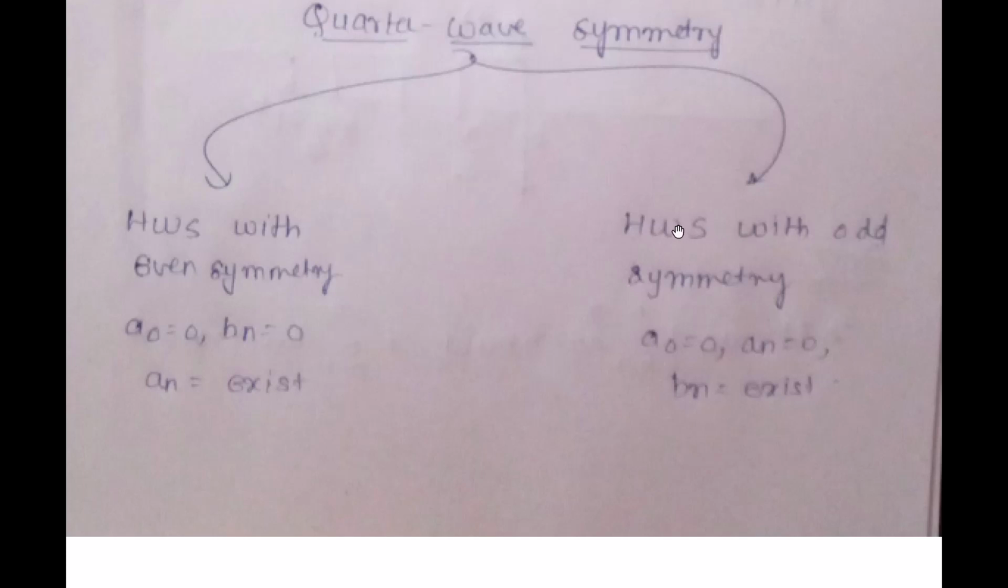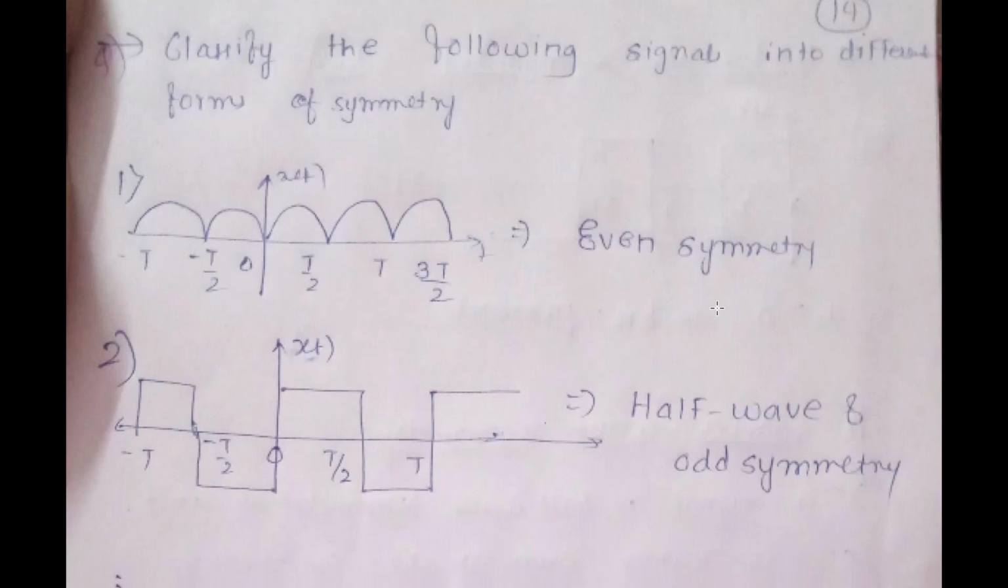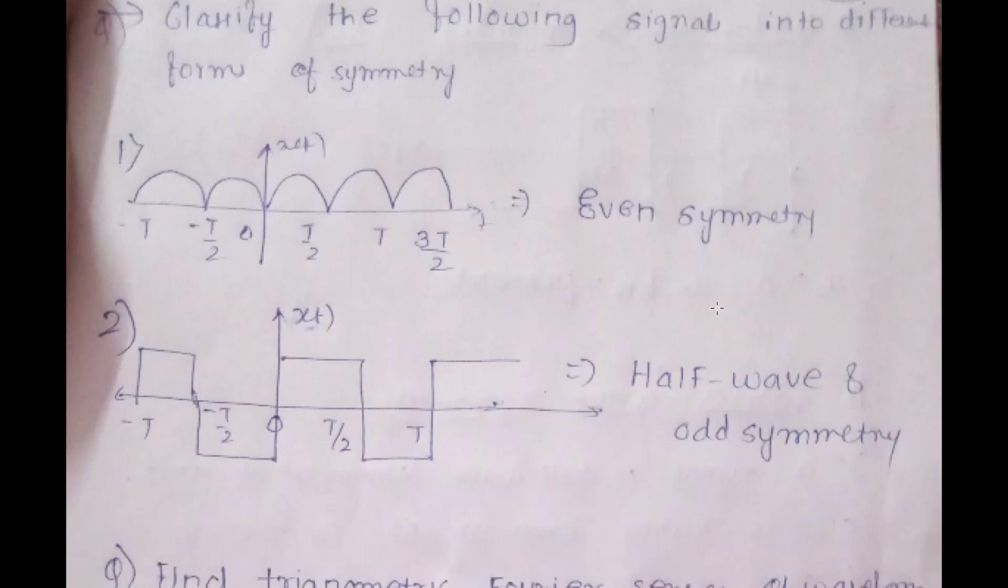Half wave with odd: my half wave says that my A0 is equal to 0. My odd symmetry says that A0 and An both are 0. Hence only my Bn will exist. Okay. So let's try to classify some of the signals and then solve a numerical on it.